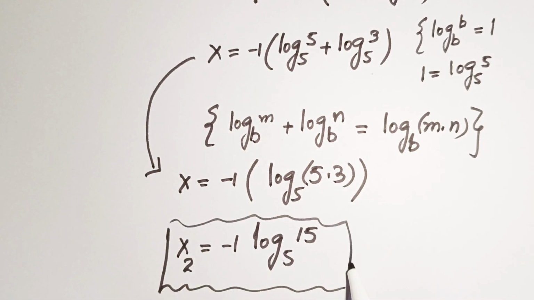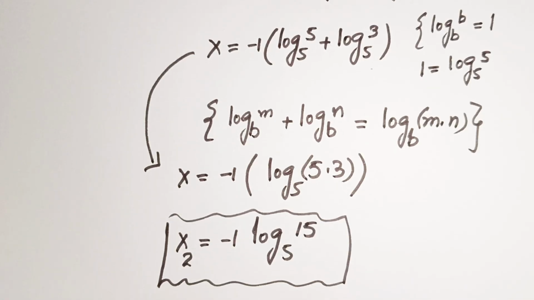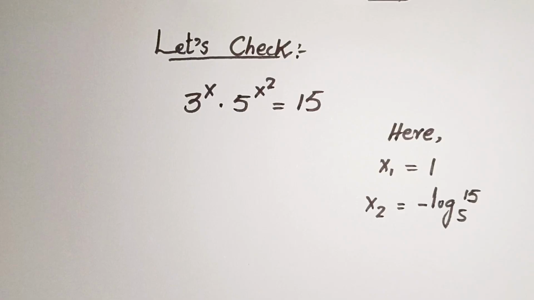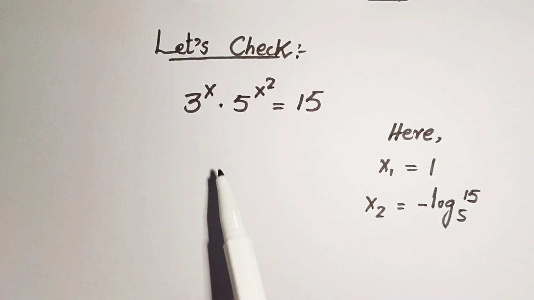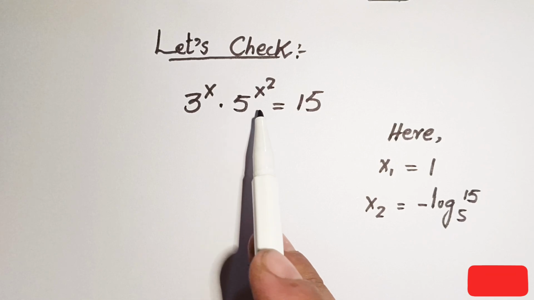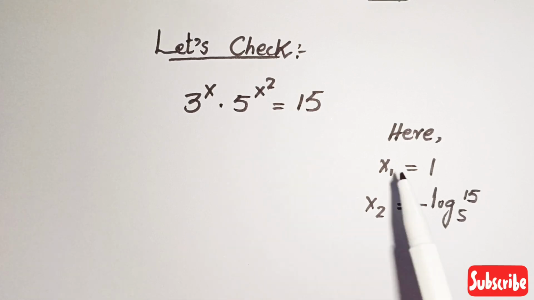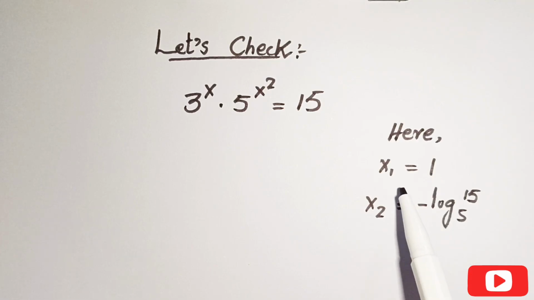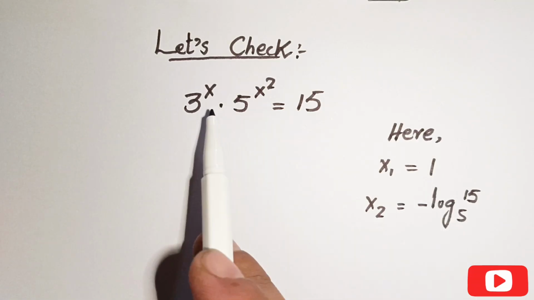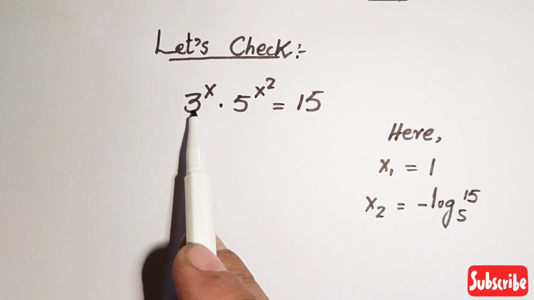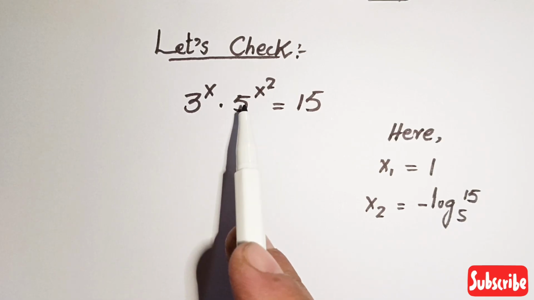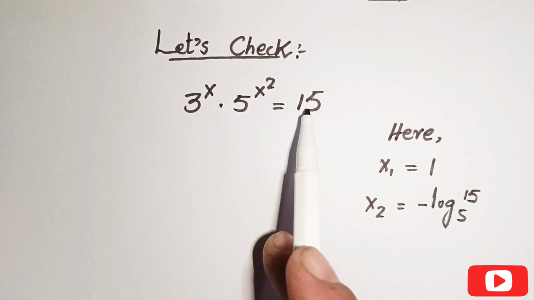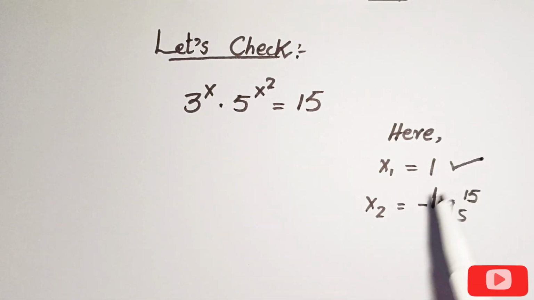Now we have found two possible solutions of x here. Now we have to verify these values. So let's check our problem, that is 3 to the power x times 5 to the power x squared is equal to 15. When x1 is equal to 1, it is obvious that when we put 1 in this equation, we get 3 to the power x is 3 and x squared is 1. So 5 to the power 1 is 5, then 3 times 5 is equal to 15. So it is a valid solution.